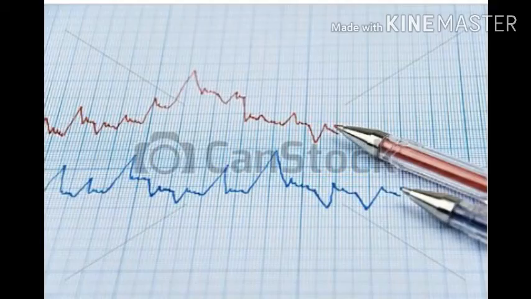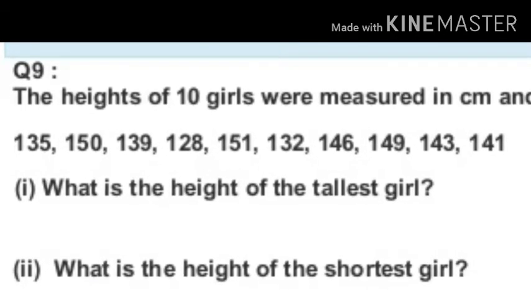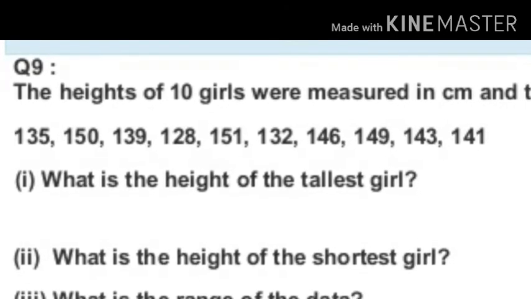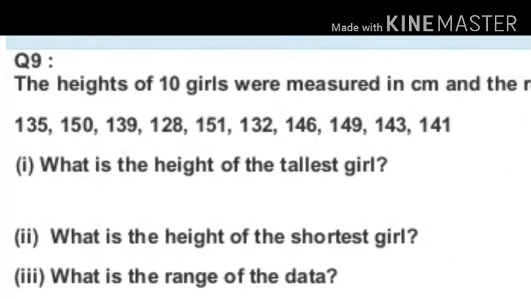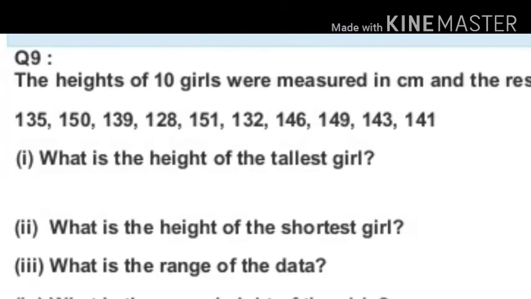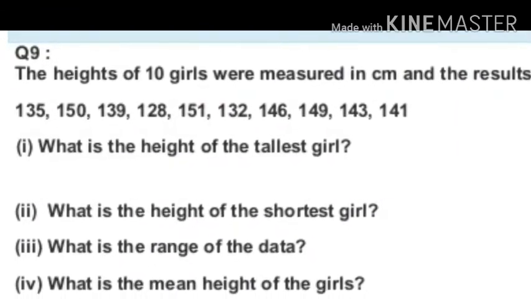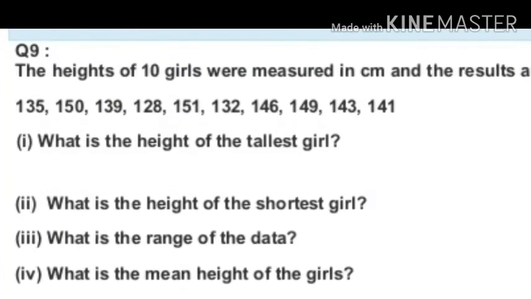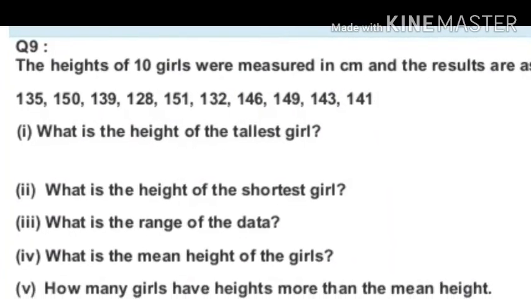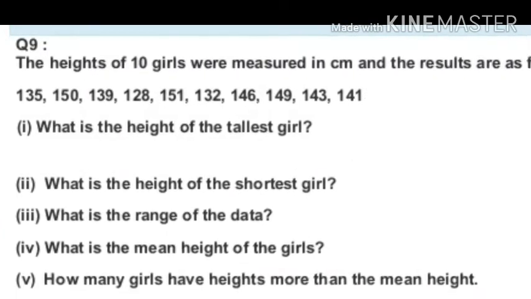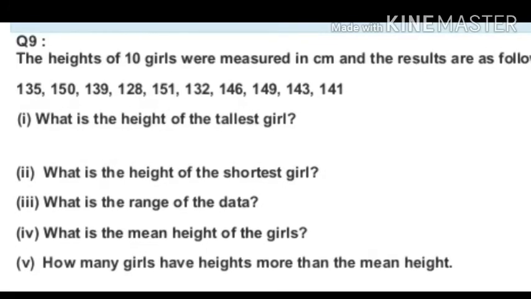Now question number 9. The heights of 10 girls were measured in centimeter and the results are as follows: 135, 150, 139, 128, 151, 132, 146, 149, 143 and 141. What is the height of the tallest girl? What is the height of the shortest girl? What is the range of the data? What is the mean height of the girls? And how many girls have height more than the mean height?